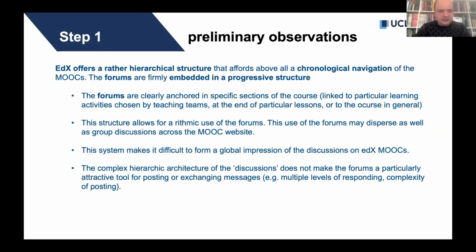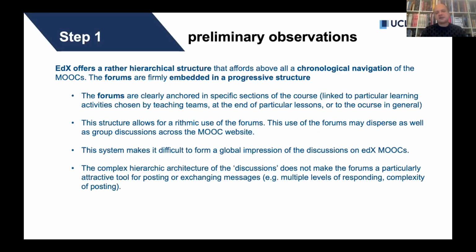A couple of preliminary observations may be in order here, I think. So first of all, one of the things that we noticed was that edX offers a rather hierarchical structure that affords above all a kind of chronological navigation of the MOOC. So people are really supposed to follow different chronological steps by clicking on a next button basically and follow the course in a rather progressive way basically.